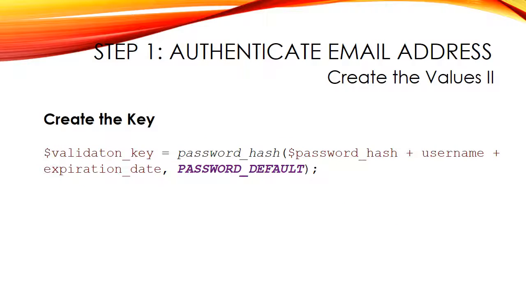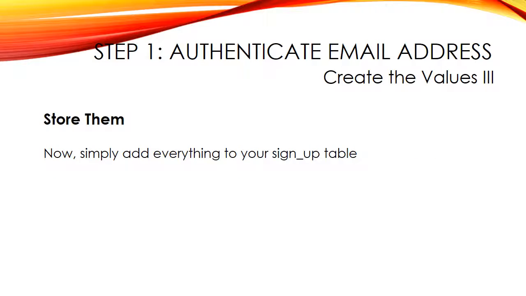We need a validation key so that any random person cannot access our sign-up table by calling the PHP page we use for the verification process and passing it possible values. So we use the expiration date, the username, and the password hash to create this key. It should be sufficiently unpredictable and unique to prevent anything but a brute force attack from succeeding. If you would like it to be even more unpredictable, add a random number to it. Now, simply add everything to your sign-up table.